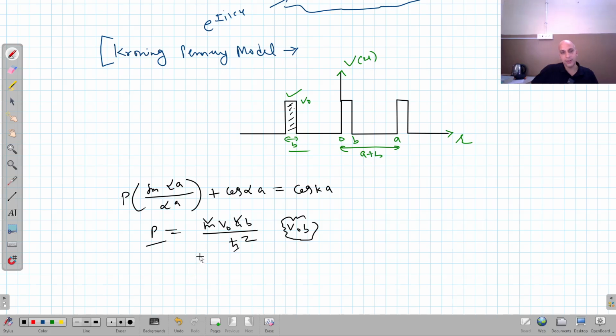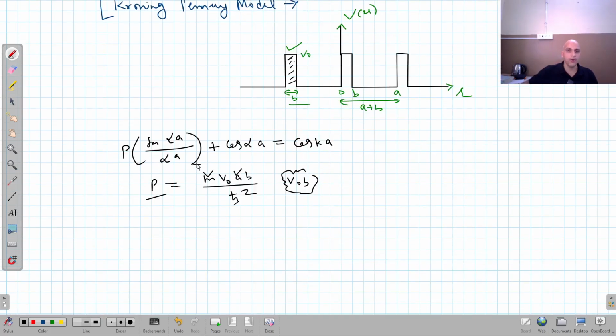So now I will discuss the meaning of this equation. I want to tell you the other things here. k is the wave vector, a is the lattice constant. As far as alpha is concerned, alpha is a constant.